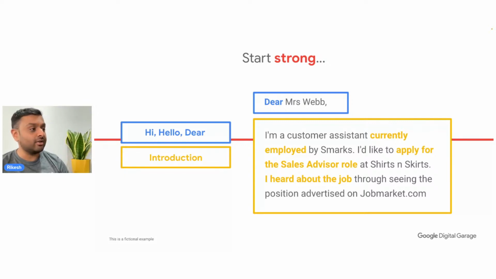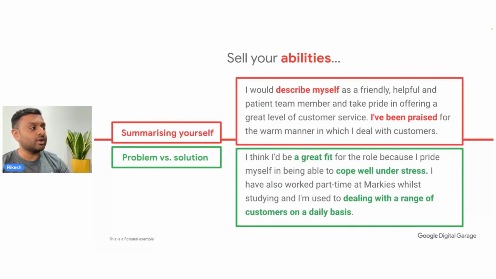And then you've got another sentence, which is the one that we spoke about earlier on. "I heard about the job through seeing the position advertised on jobmarket.com." So this is something which, remember, it's the throwaway sentence. It doesn't really mean a lot to us, but it can mean the world to Mrs. Webb in this scenario here as well. We then move into our power paragraph, our summarizing ourselves paragraph. "I would describe myself as a friendly, helpful, patient team member." So all of these qualities are useful for a sales advisor role, "and take pride in offering a great level of customer service." Okay, another tick in that box.